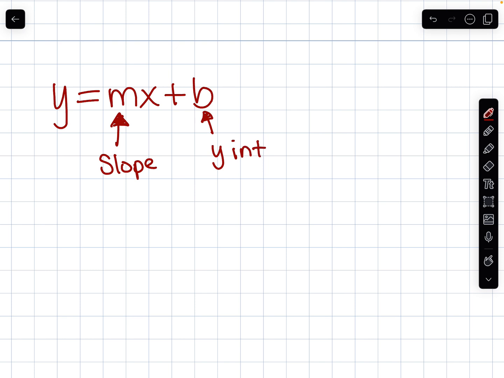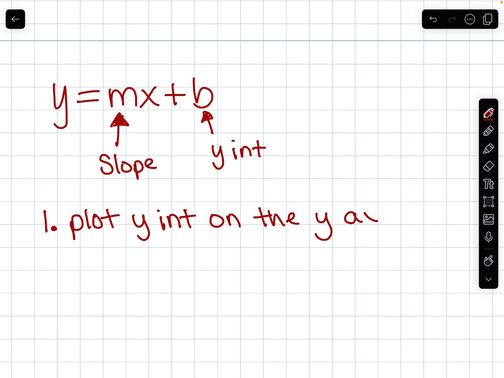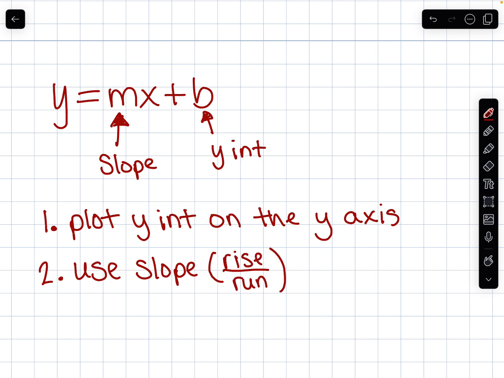Okay, so when we graph, we're going to follow two steps. First step is to plot the y-intercept. Hopefully it's obvious, but we're plotting that on the y-axis, right? If it's a y-intercept, it has to go on the y-axis. And then our second step is to use the slope. This is why we talked about slope is rise over run to plot two other points.